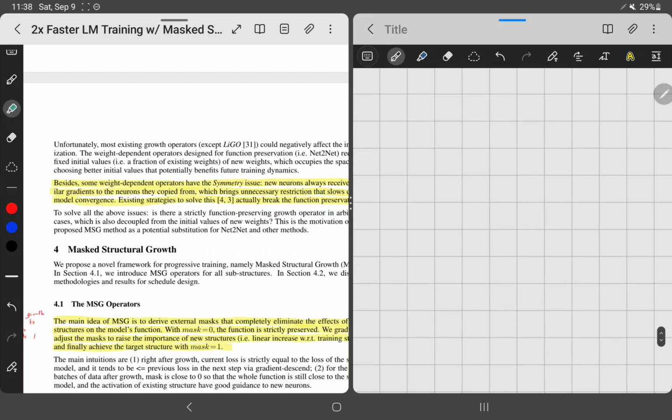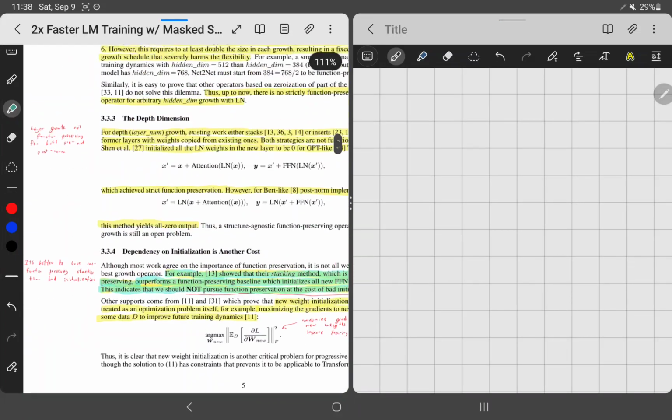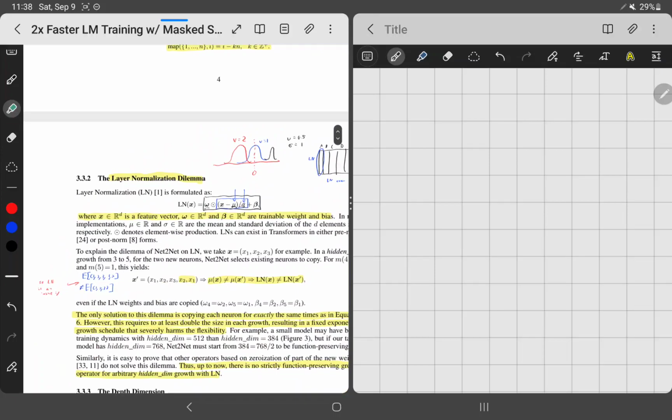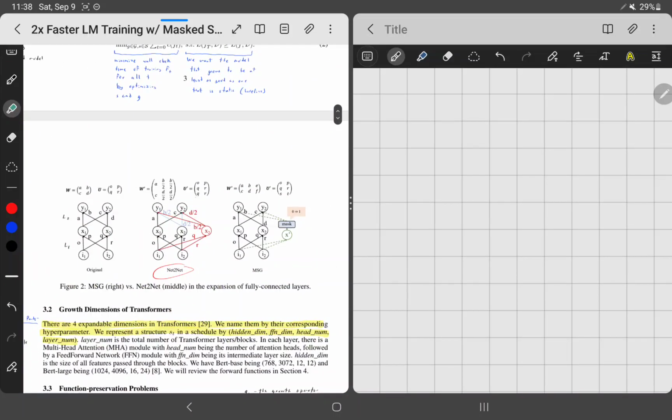So now we can formalize what they want to do. Specifically, they want to take the old method, which is this method here, and make it better, able to be function preserving for all the things they want to change. There are 4 changes to make the model larger.